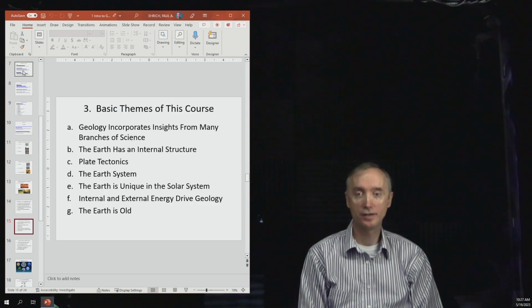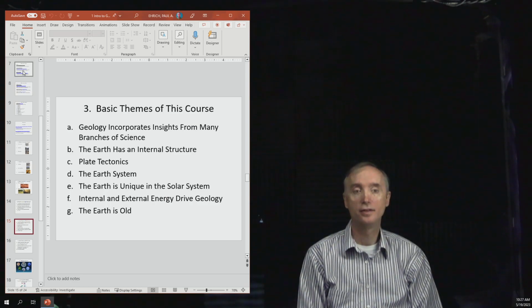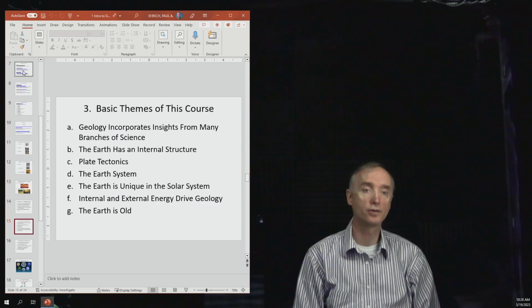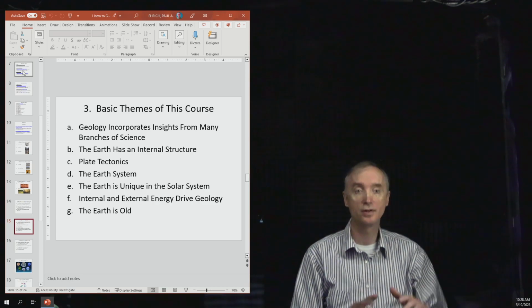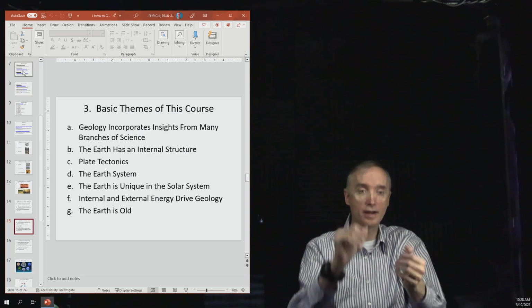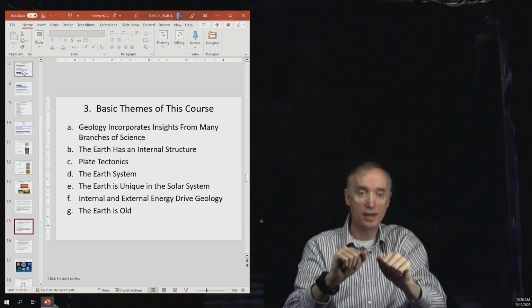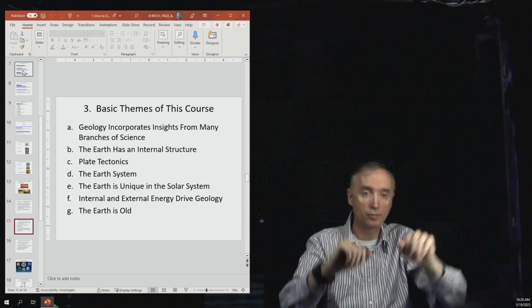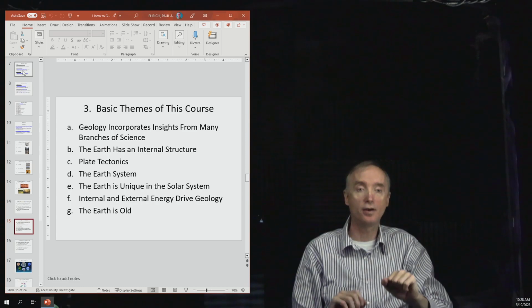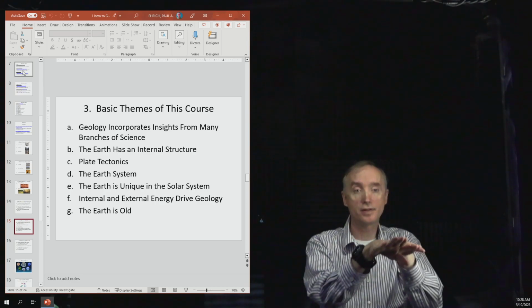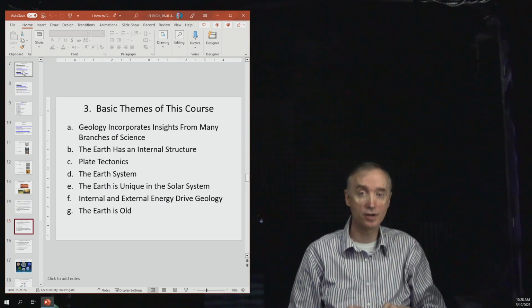Then we're going to talk about plate tectonics. So that internal heat causes the surface of the Earth to be broken up into plates that move around, and as those plates bump into each other, they can raise up mountains. As those plates are pulled apart, they can break continents apart, and they also can make new ocean floor. Then those plates can slide past each other, and then that can generate earthquakes.